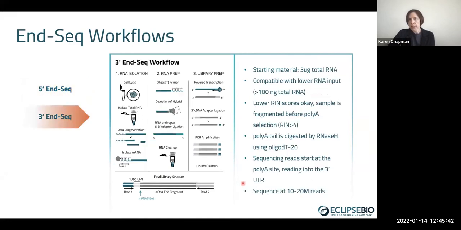For the 3' End-Seq, there's also an exonuclease or an endonuclease. RNase-H is used along with an oligo-dT primer to digest that poly-A tail, and adapters are ligated on, yielding that precise 3' end enriched in the 3' End-Seq library.